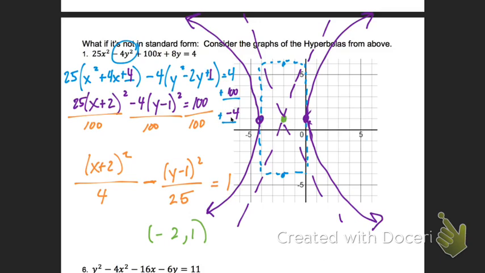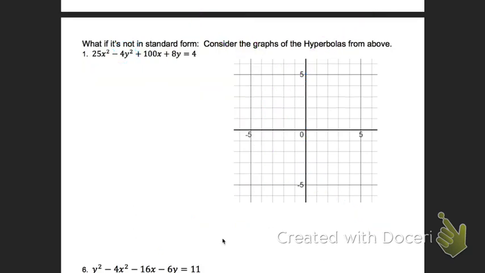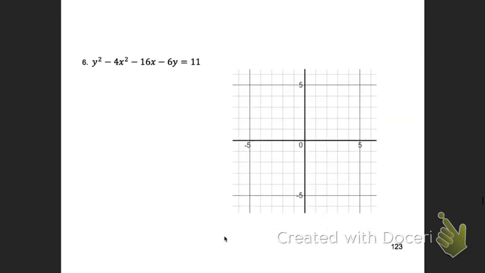Okay, next one, the last one. Which one is negative? The x, so it's going to be a vertical hyperbola. So this is just the first negative you see in the problem. It's whichever one's negative. All right, I want you to try number 6, very strange. I want you to try this one start to finish.